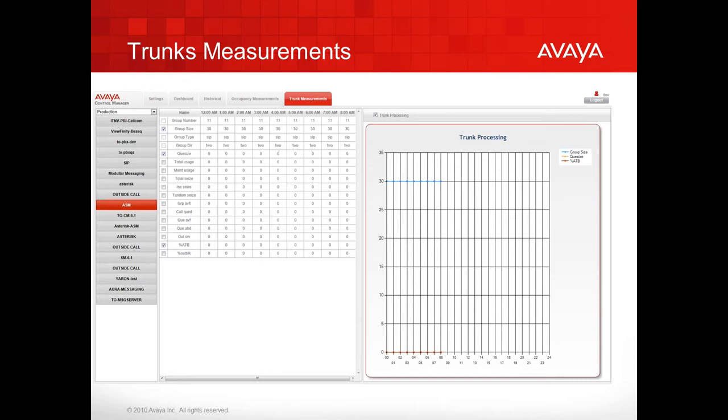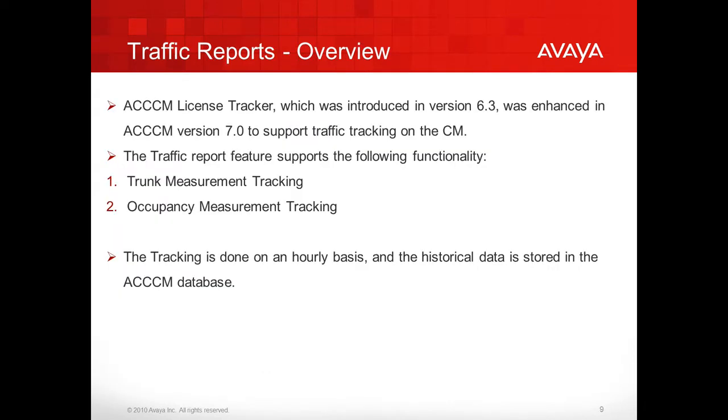So, license tracker in release 7 was enhanced to support traffic trunk tracking on the communication manager. The new feature supports the following functionality: track occupancy measurements and trunk measurements across the entire environment. The tracking is done on an hourly basis, and the historical data is stored on the ACCCM database based on the number of history days that we've configured under the license tracker environment.